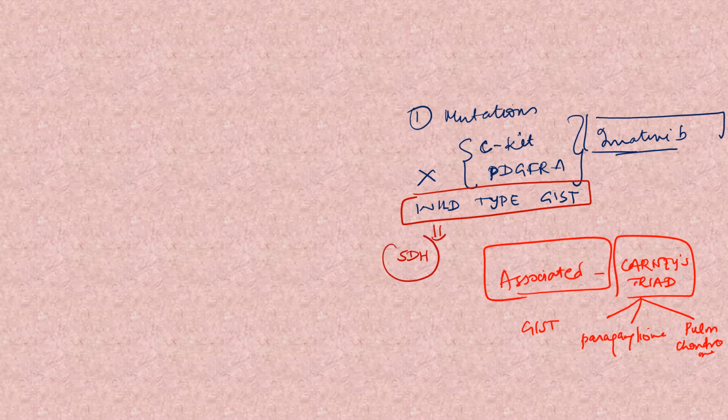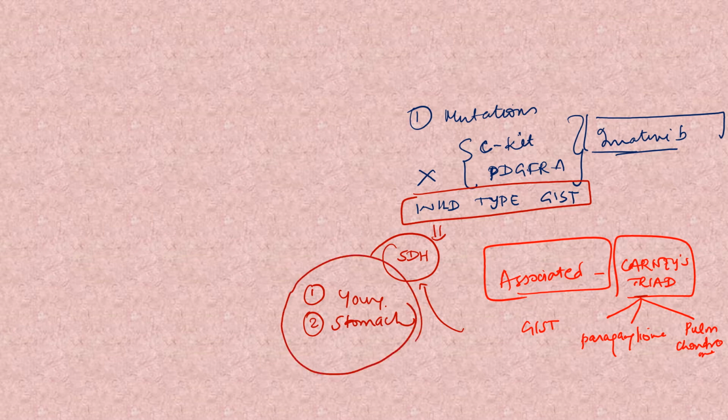So why should you know this? Because those GIST which arise in Carney's triad can have SDH mutations, and those GIST which have SDH mutation usually occur in young adults, and they occur exclusively in the stomach. These are important because they have a syndromic association. And one more thing, they have a female preponderance. So it occurs in young adults, especially young females, predominantly in the stomach. So this is about GIST.